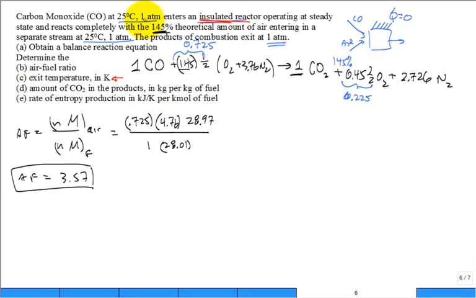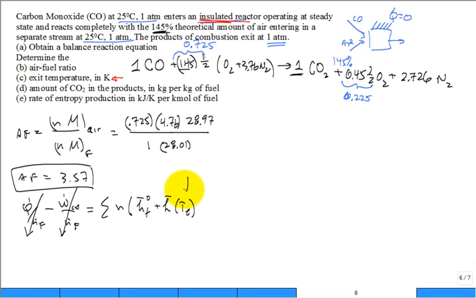So you go to the first law. Let me go ahead and write it. Q dot divided by N dot F, that's 0, minus W dot CV divided by N dot F, that's 0, equal to the sum of the stoichiometric coefficient times the enthalpy of formation plus H bar at the exit temperature, that's our unknown, that's what we're trying to solve for, minus H bar at 298 Kelvin. And this is for each of the products, equal to the sum, not equal. Let's do plus.